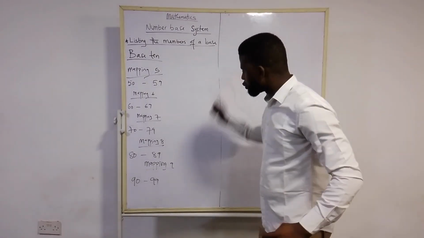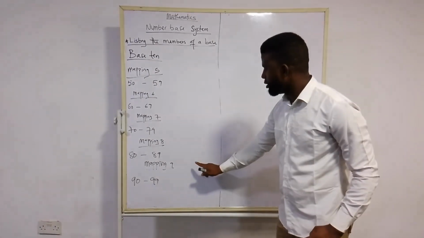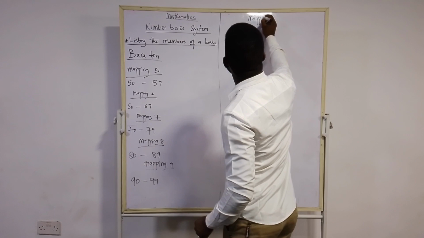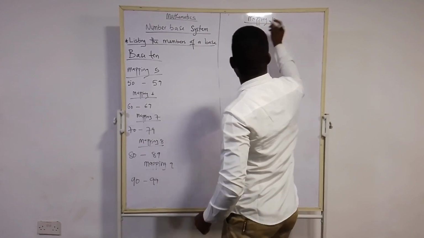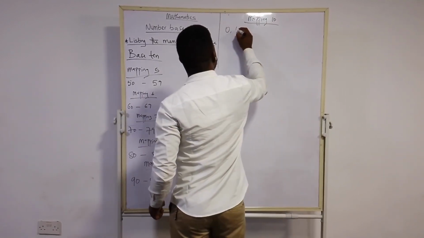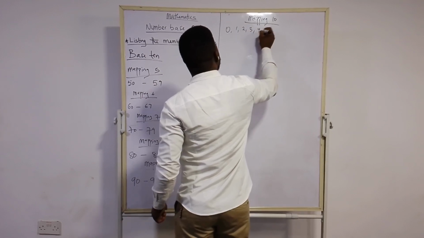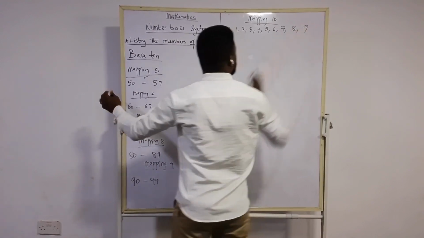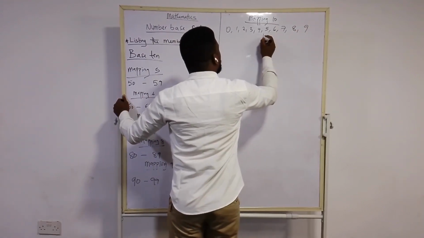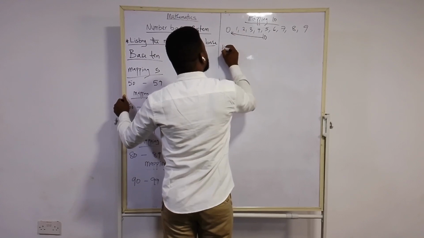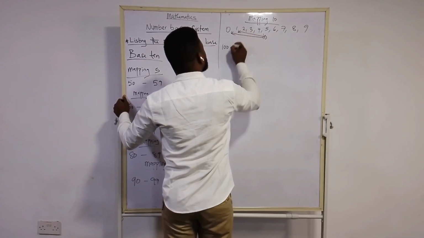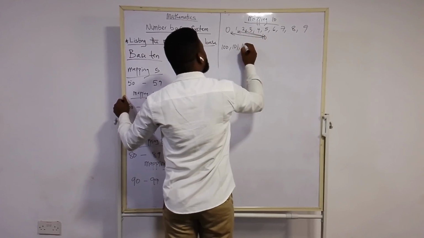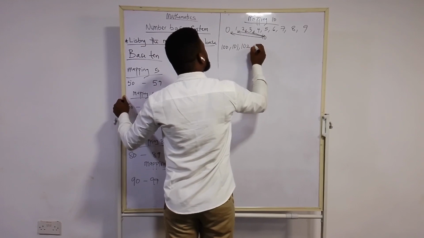The next number to map after mapping 9 will be 10, right? So we map 10. Now, let's map 10. We have 0, 1, 2, 3, 4, 5, 6, 7, 8, and 9. So these are the primary numbers, right? We are mapping 10. You map 10 to 0, you get 100. You map 10 to 1, you get 101. You map 10 to 2, you get 102. Or you map 10 to 3, you get 103.